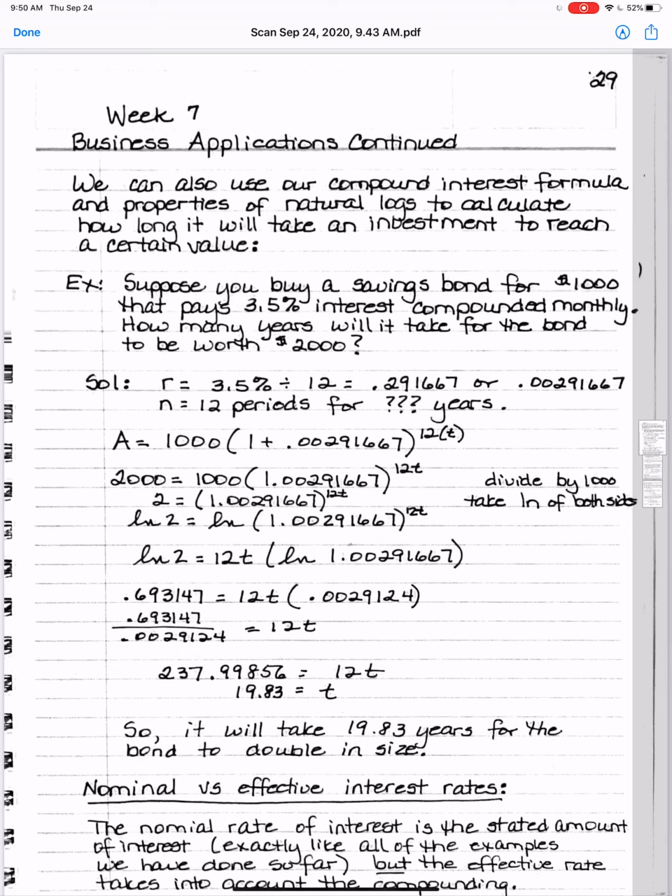Today we're going to go over the notes from week 7, which is a continuation from the last video on business applications. But now we're going to look back at our compound interest formula and how we can use that to calculate the time that it's going to take us for an investment to reach a certain value. So let's look at our compound interest formula.